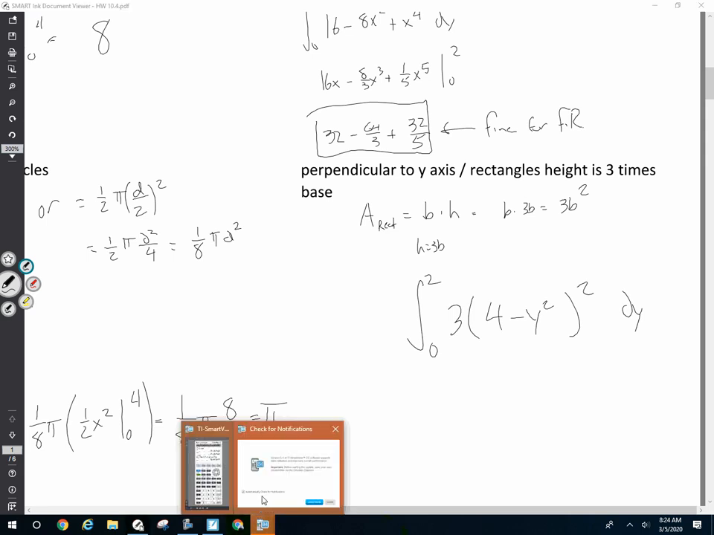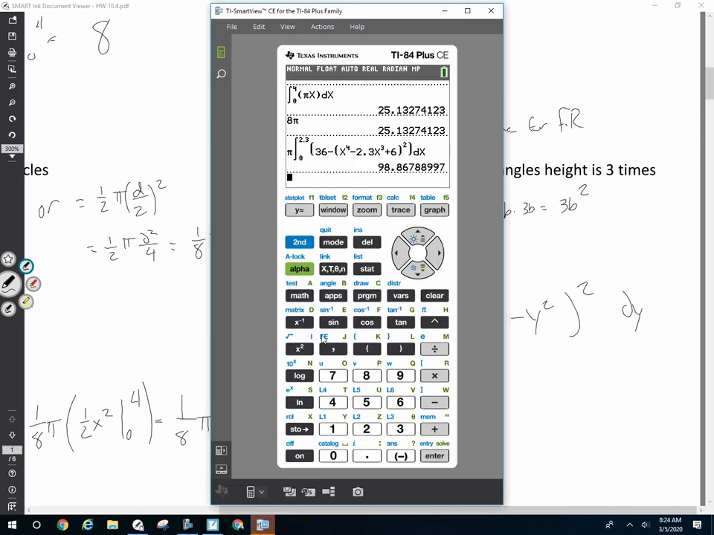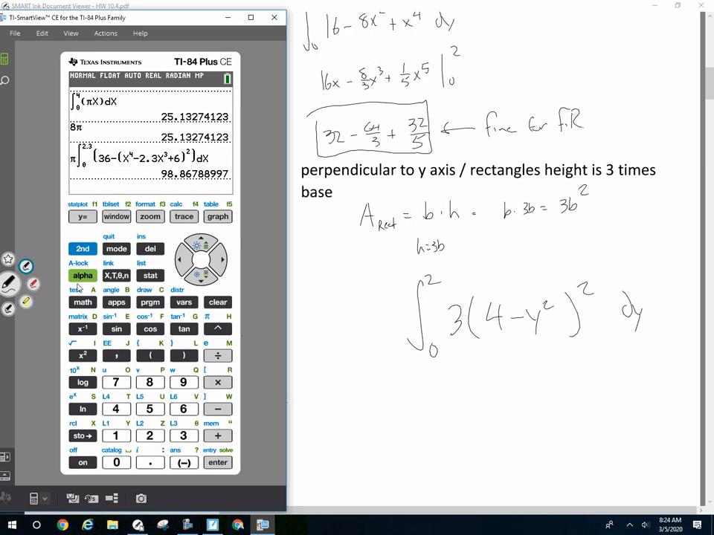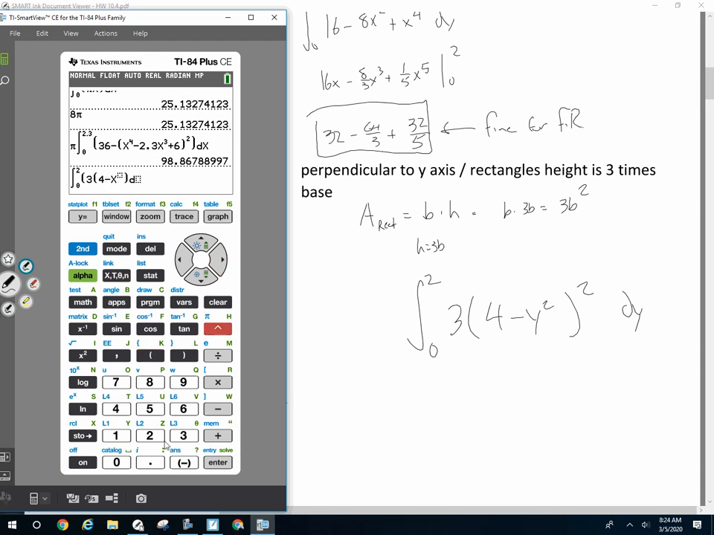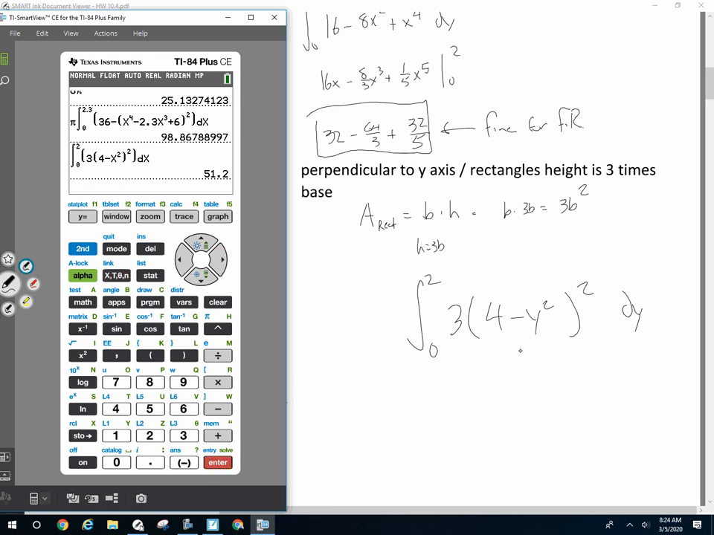Let's just understand how to do things with a calculator. You don't have to take the antiderivative if you have a calculator. You just have to type in your integral. Just as you see it, your calculator will do a very advanced Riemann sum to give you a very good approximation, if not the actual value of this integral. 51.2.